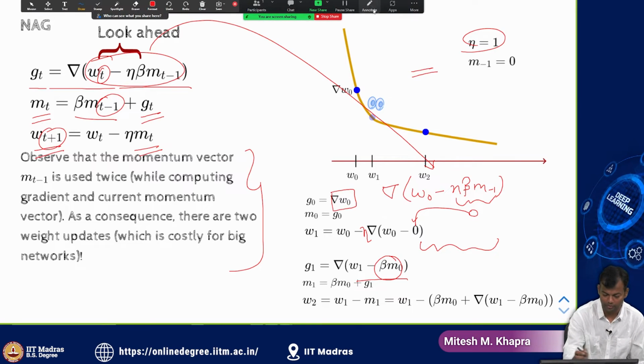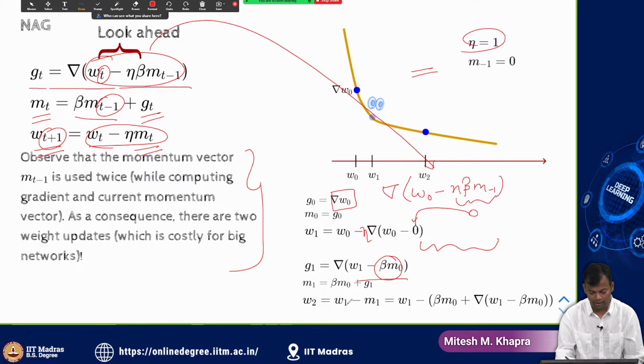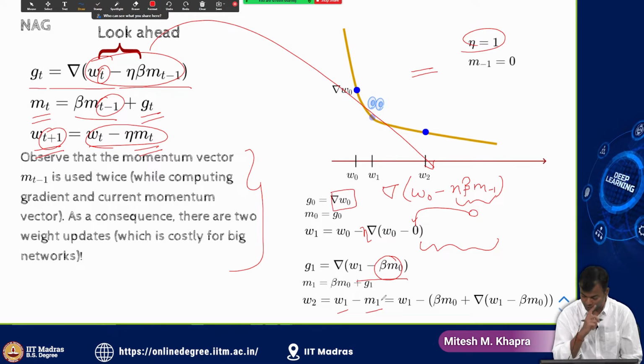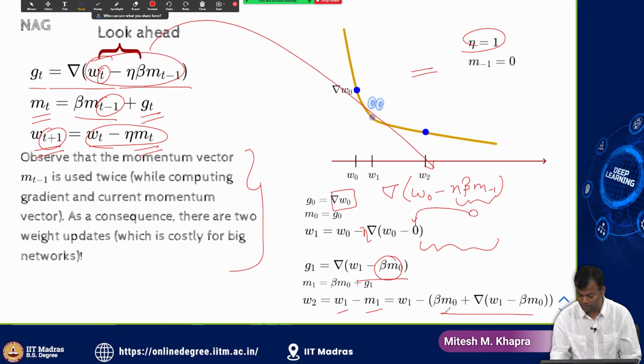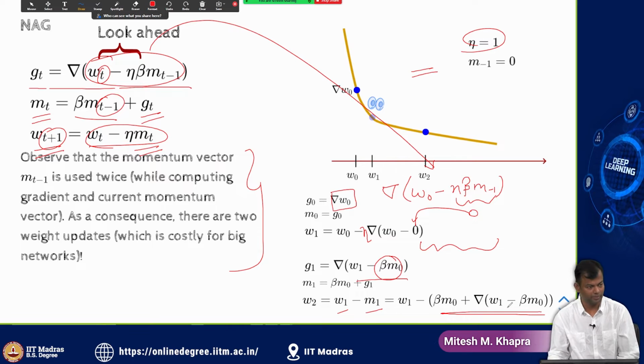Because I'm just substituting values in this equation. Now let me just use the pen. So I'm just substituting values in this equation. My eta is equal to 1 and time step is 1. So W1 minus M1 is what I get. And now if I substitute the value of M1, it turns out to be this quantity, right? It's beta M0 plus delta W1 minus beta M0.